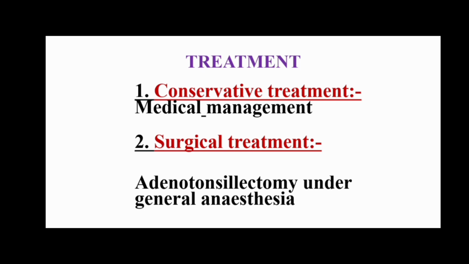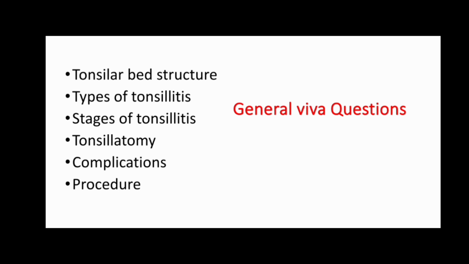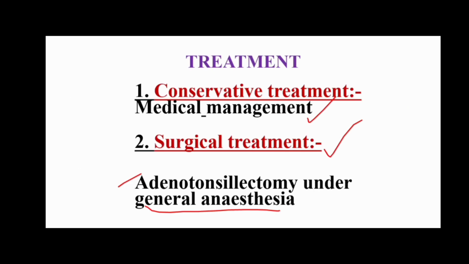And coming to treatment, first conservative treatment and then surgical treatment. Conservative treatment is the medical management. We try to give drugs to reduce the enlargement of the tonsil and adenoid. If it is not reduced, then we go to surgical treatment. The surgical treatment is adenotonsillectomy under general anesthesia. And this is the presentation of the adenotonsillitis case. I tried to include all the things we have to include during the case presentation.